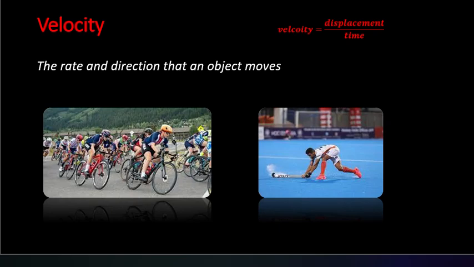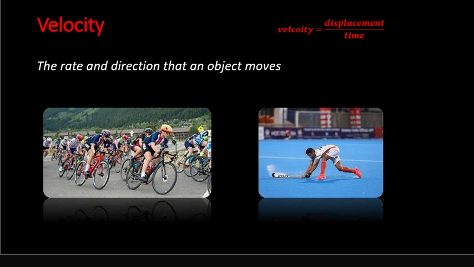Moving on to velocity. Velocity is the rate and direction that an object moves. It's a vector quantity because it relates to the direction as shown in the definition. The equation for velocity is shown as velocity equals displacement over time, and it's measured in meters per second, just like speed.